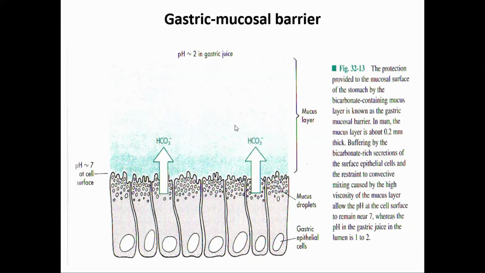If there is infection by the bacteria Helicobacter pylori, H. pylori infection, that will also destroy this mucus layer. So if this mucus layer is destroyed, then gastric acid can easily invade the gastric epithelial cells. Okay, gastric acid can easily invade the gastric epithelial cells. So that will cause gastric ulcer.